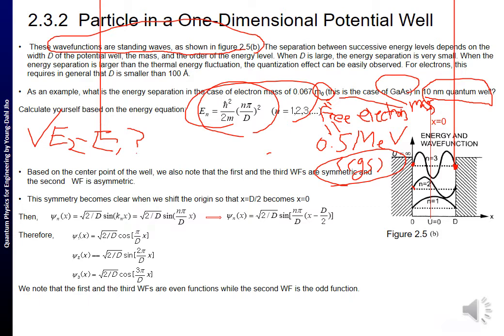Based on the center point of the well, we also note that the first and the third wave functions are symmetric, and the second wave function is asymmetric.